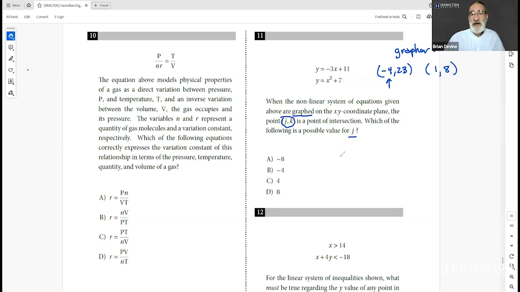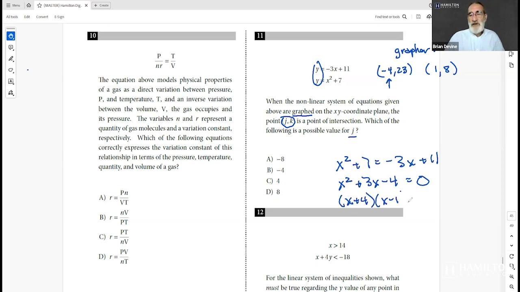But we can verify it by saying, well, they both intersect where the y's are the same. So x squared plus 7 would have to equal -3x plus 11, which means that x squared plus 3x minus 4 would have to equal 0, which we could factor as x plus 4, x minus 1 equals 0. And this shows us that x could be -4 or x could be 1. Or better yet, J could be -4 in this case. And B is your answer.